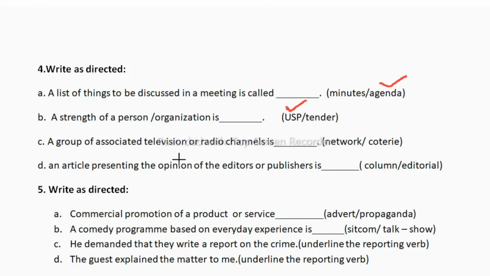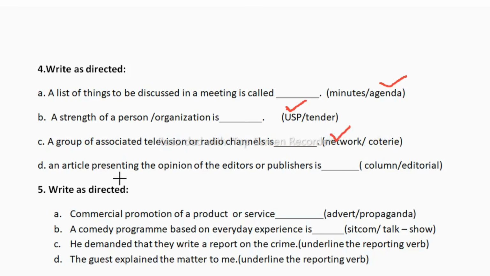A group of associated television or radio channels is dash, network or coterie. What is the correct answer? Network is nothing but it consists of more than two people, it is a connection, that is called network. And coterie is nothing but people with common interests who do things together in a small group and do not like to include others, that is called coterie. But in television, people will invite other people also, and it is not a small group but wide, so we'll take network.